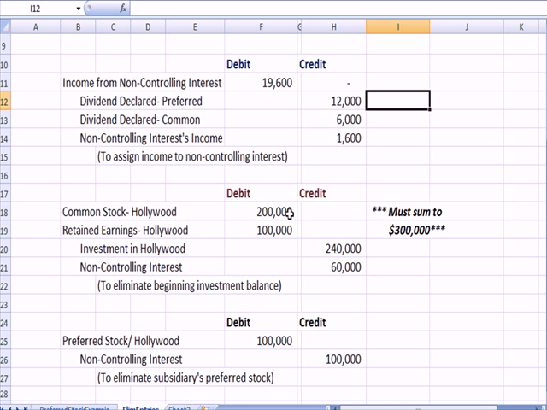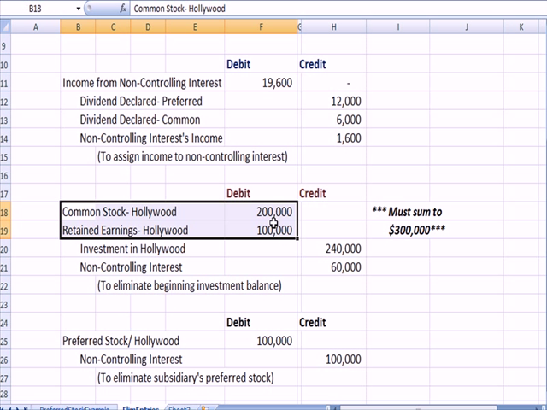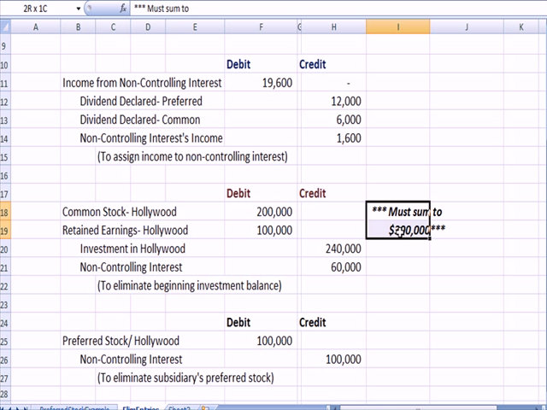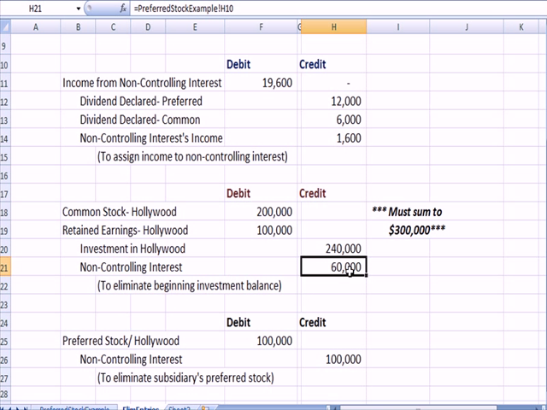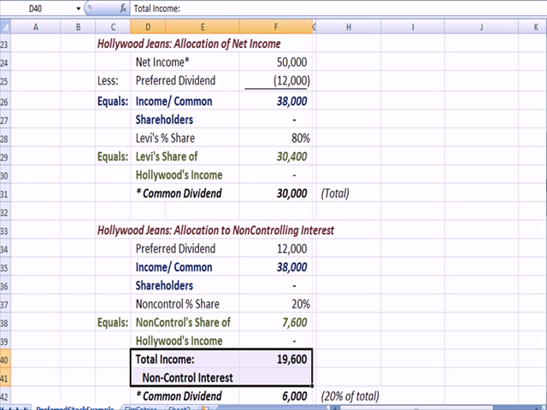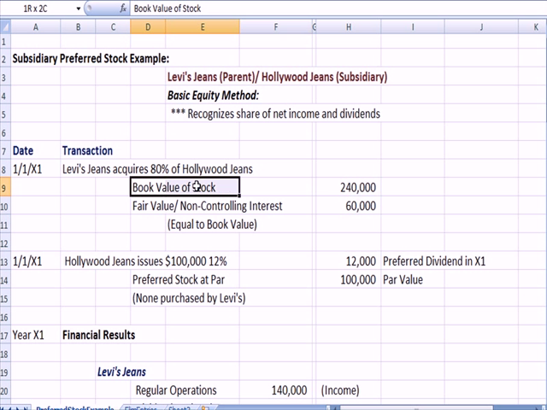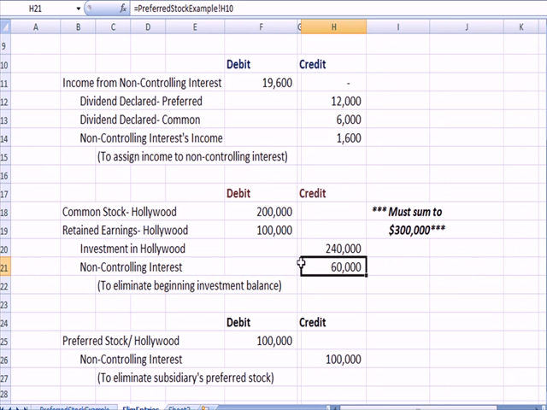The last two entries are a little easier. We're going to take Hollywood's common stock and retained earnings off the books. They must sum up to $300,000. We didn't give this to you at the beginning of the question. We're going to take off the $240,000 that Levi paid for Hollywood, and we're going to eliminate that book value and fair value that represented the non-controlling interest. So these two numbers come from the top of the prior page. There's the book value of the stock. There's the fair value and the book value of the non-controlling interest. That's going to be credited to take it off the books, and we're going to debit to remove the common stock and retained earnings.